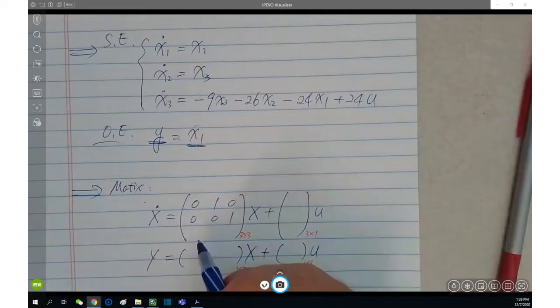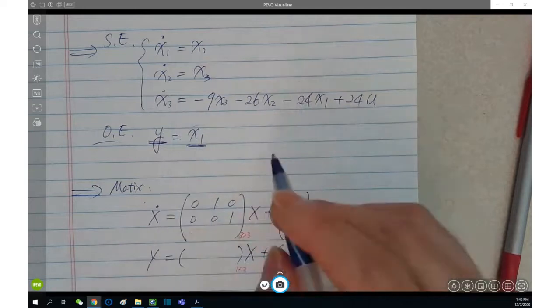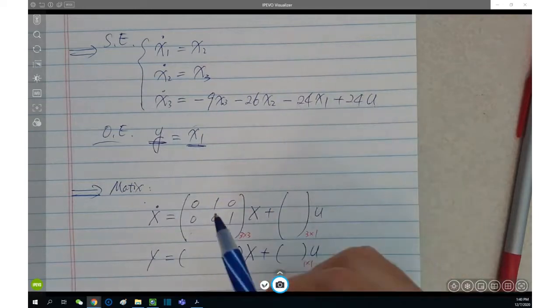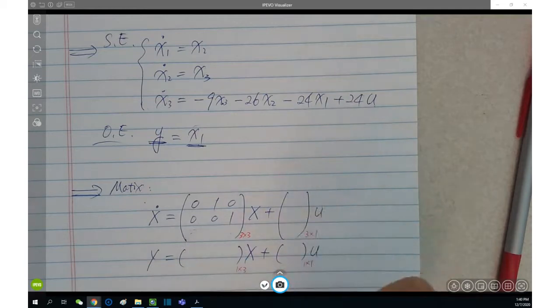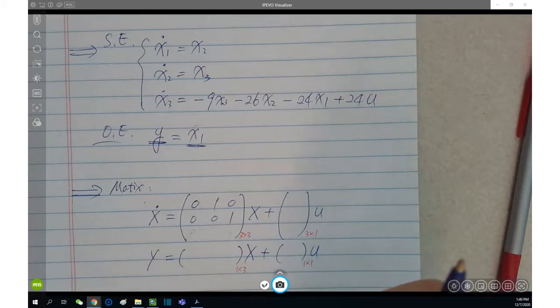Last row. Anyone got the last row here? No. The last row here is from the third equation. Sorry, I was looking at the wrong one. Anyone got the last row entry? -24, -26, and -9. Sawyer is correct.